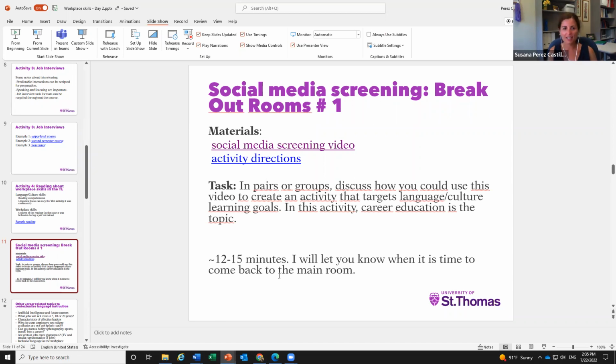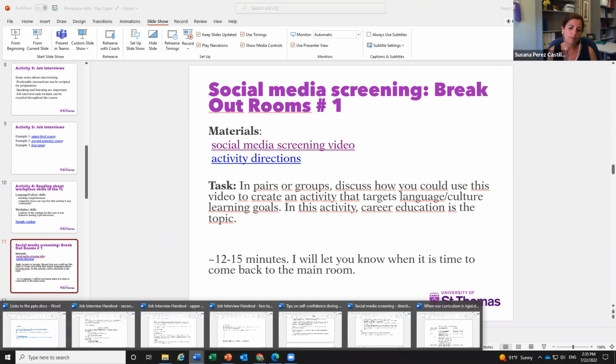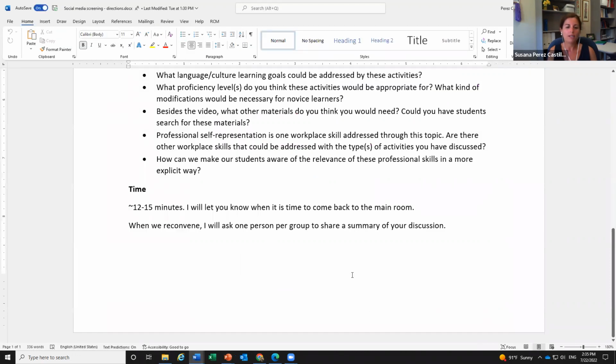Okay, because the image that you portray through social media will follow you. It does follow you across different contexts. So it is important to have these conversations, not just for job-related or job search related conversations, but for other things, right? So if you click on activity directions, it will take you to, okay, here it is.